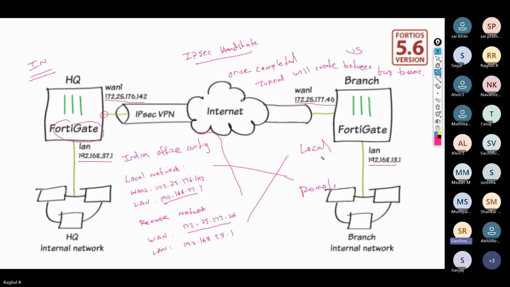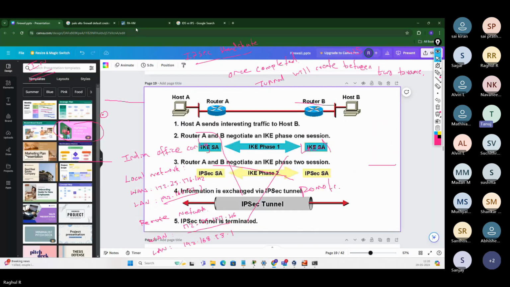Further, how to create that IPsec VPN? To configure it, like in a Cisco router, we have a set of commands. In firewalls, there will be some UI options. You can easily configure it. In this case, we are not using any VPN concentrator.